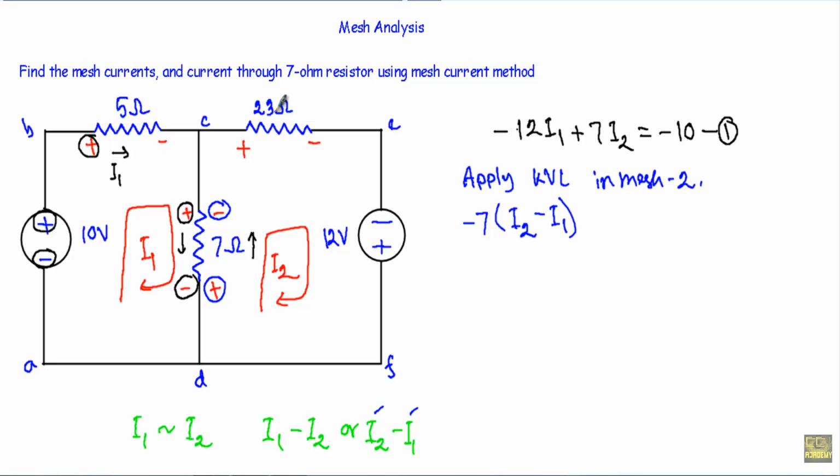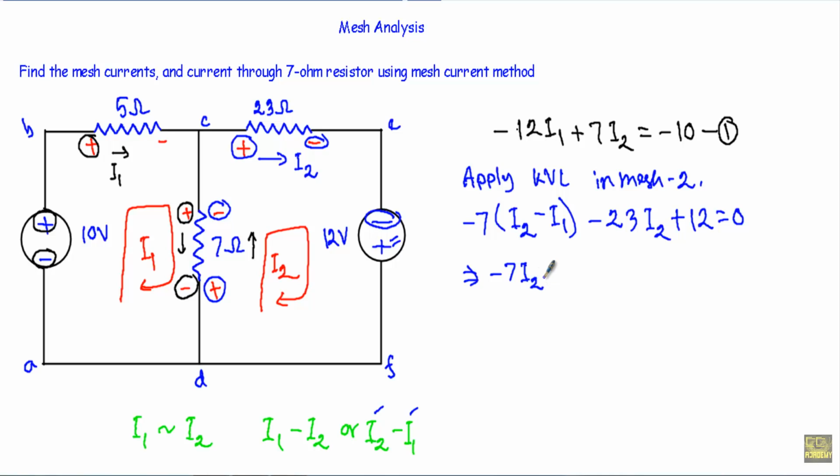After that, I will encounter this 23 ohm resistor. See, the current that is flowing through this 23 is I2. So I'll take minus 23 I2, because I will encounter the positive terminal first and the negative terminal later. After that, I will encounter this 12 volt source and its negative terminal first, positive terminal later. Therefore, its voltage will be plus 12, equal to 0.